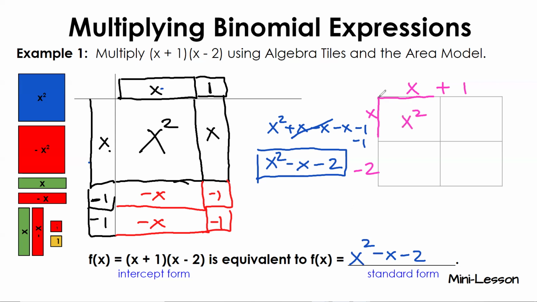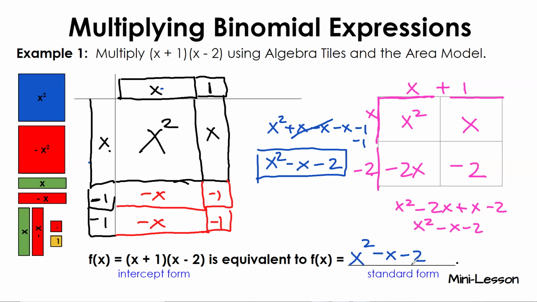Good. What's x times 1? 1x. What's -2 times x? And what's -2 times 1? Okay. I'm going to take everything inside and add it all up. So we've got x squared minus 2x plus x minus 2. And then we're going to combine our like terms, which will give us the exact same thing we got with the other one.